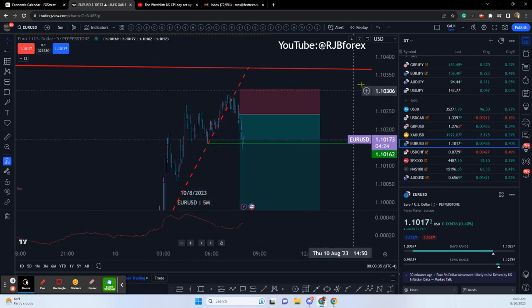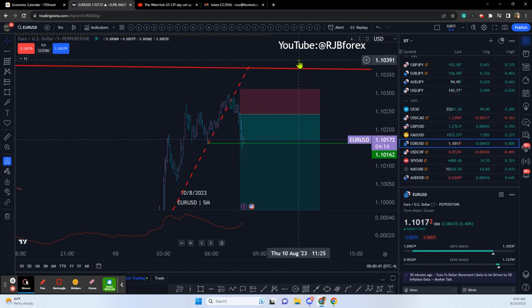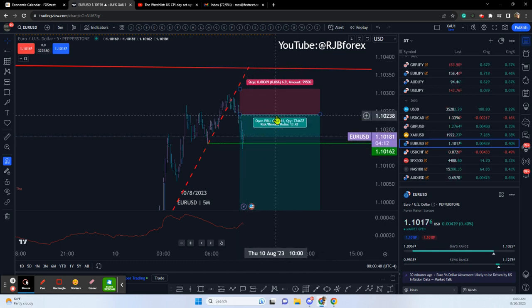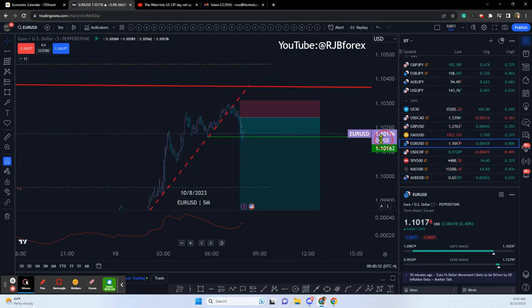So your style might be, well, it's broken structure, I think it's going to pull back, I'm putting on a sell limit. And therefore, what can happen with that is, well, you can get stopped out, or the market can come up close to your entry and then leave without you, or it can just take off without you.